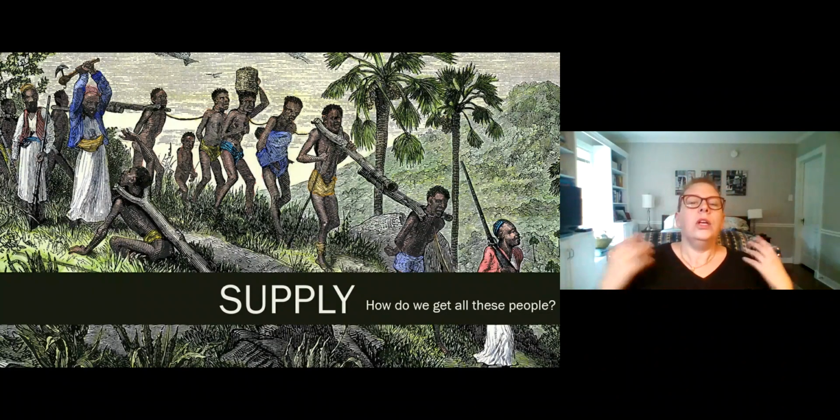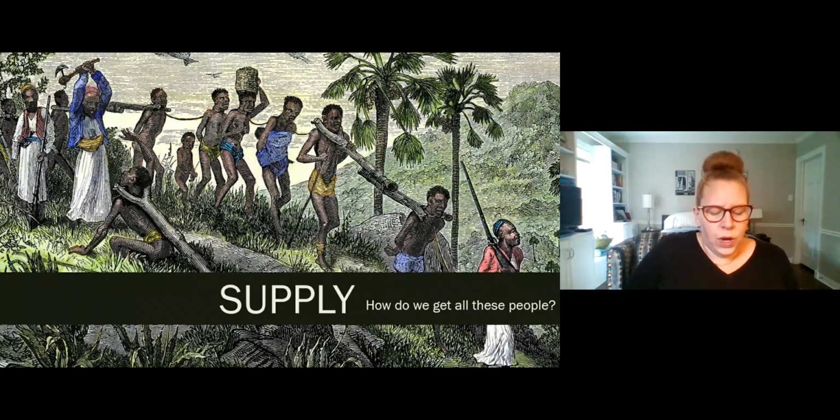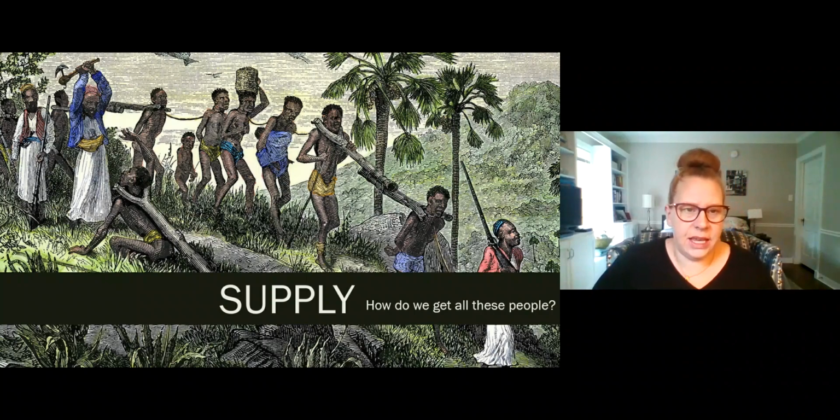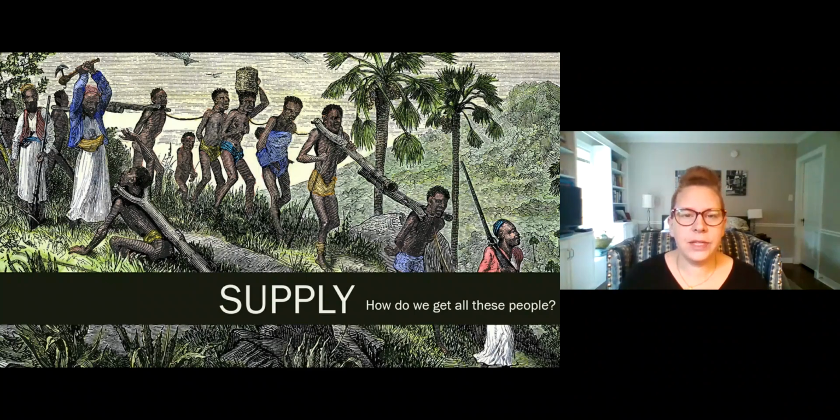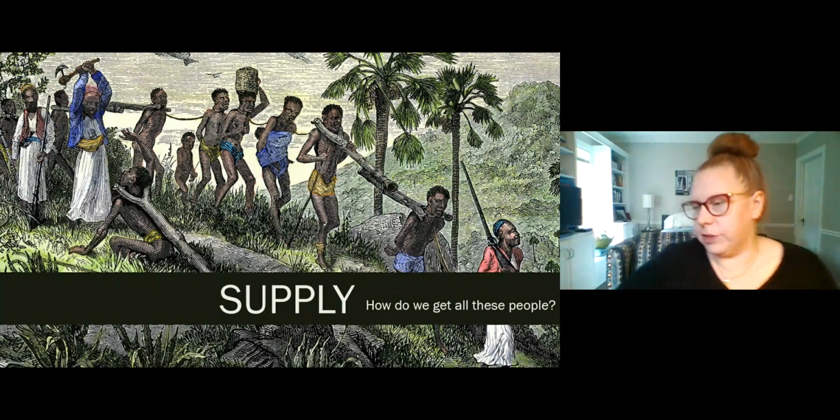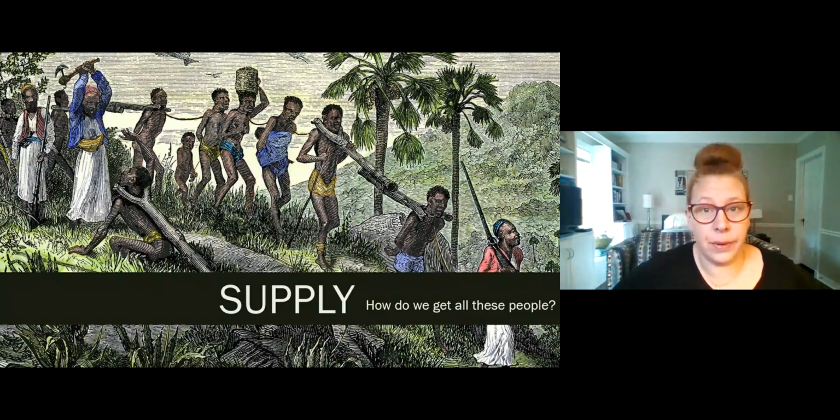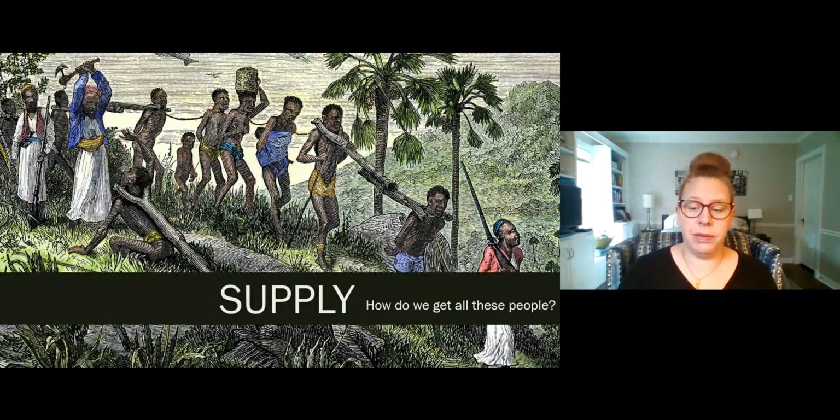So, one side of this that I think gets the shortest shrift is supply. You've got all these people. Where'd these people come from, right? This isn't 5 or 6 people. This is millions of people. So we need to go to the supply side.